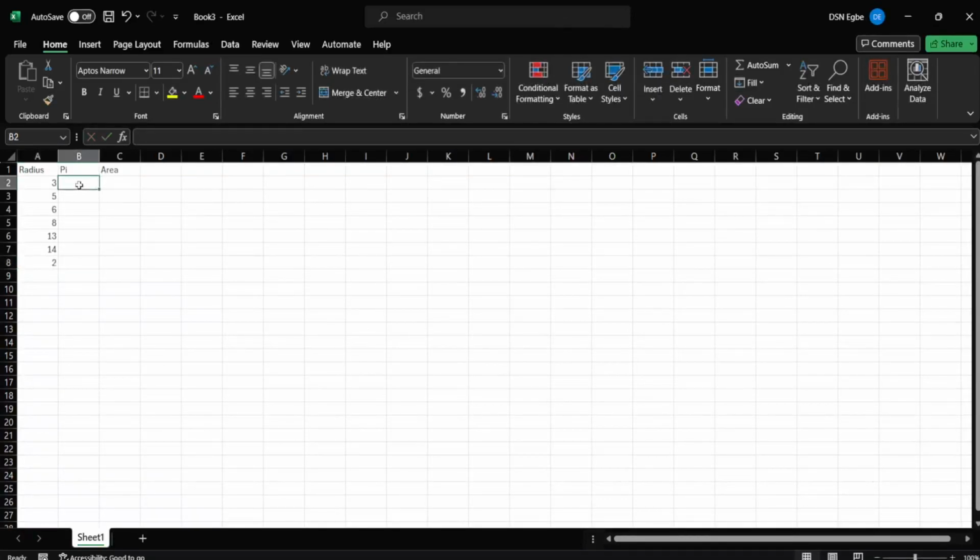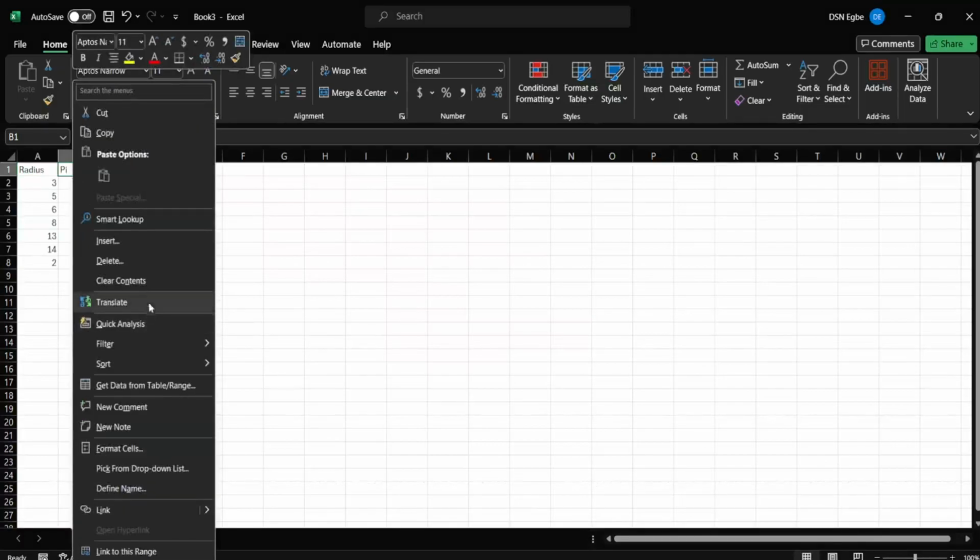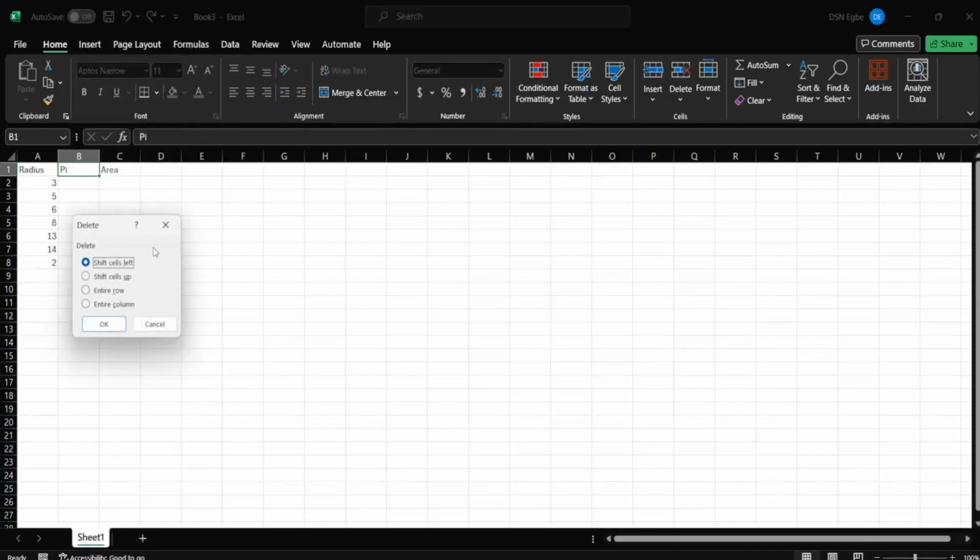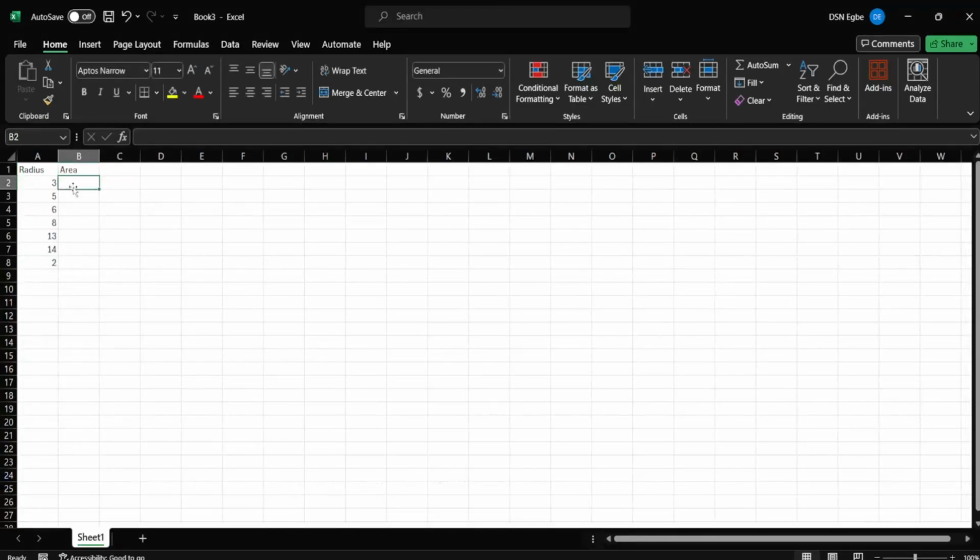So for the pi, you can actually just put 22 over 7 or 3.142 as what you need. But instead of even having to put this pi here, I can remove the pi, I can remove this cell, I can remove the entire column, right? So removing this, I have the area. Instead of having to put in the pi as 3.142, I can have it out.